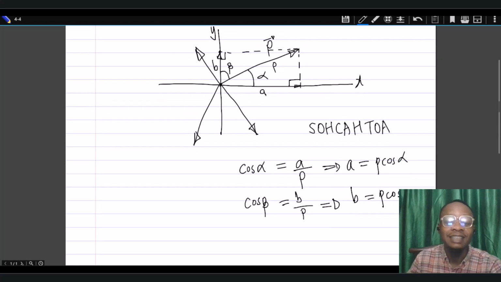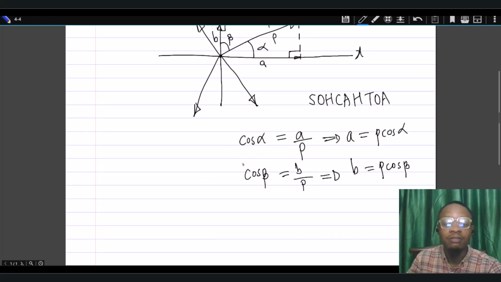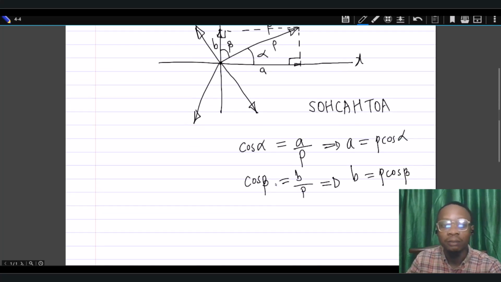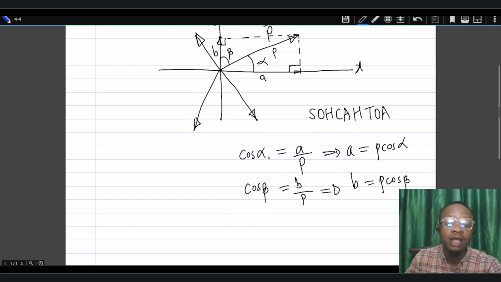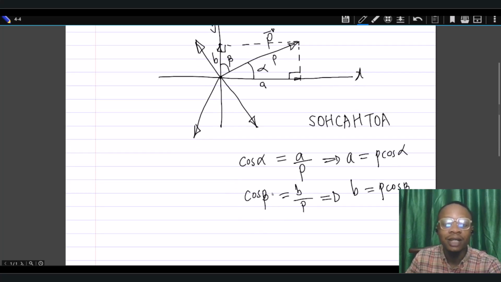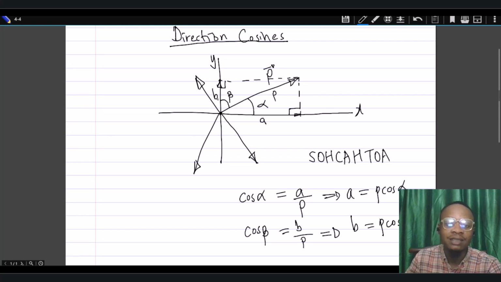So that is the idea. So this cos alpha and cos beta are called the direction cosines of the vector p, because in this case they are the cosines of the angles that the vector makes with those axes. So the cosine of the angle that the vector makes with the positive x direction is called the direction cosine in the x direction. So the direction cosine for the y-axis is given by cos beta, where beta is the angle that the vector makes with the positive y direction.